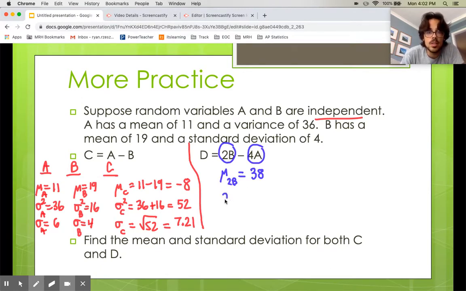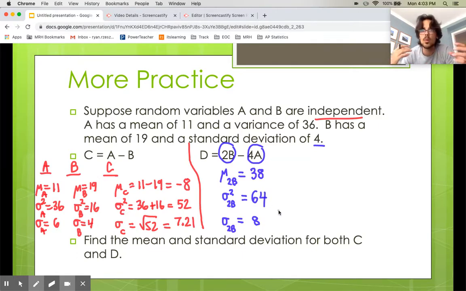The variance for this piece, for 2B, I cannot actually get right now. You do not just multiply a number to the variance. You actually apply the number to the standard deviation. So I'm going to get this piece of my answer first. B had a standard deviation of 4. That means the standard deviation of this bubble is going to be 8. That's 2 times 4. And if I know that, then I can fill out my variance, which is going to be 64. It's kind of weird. It's like a little puzzle you have to figure out in the right order here.